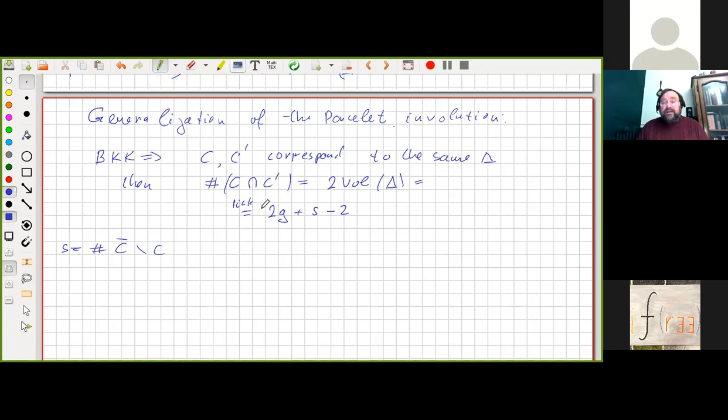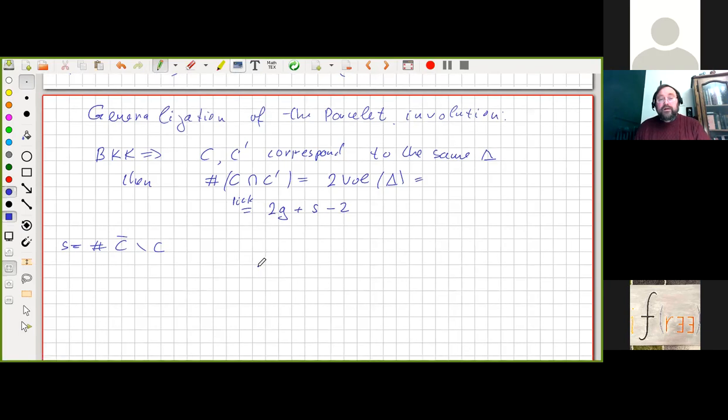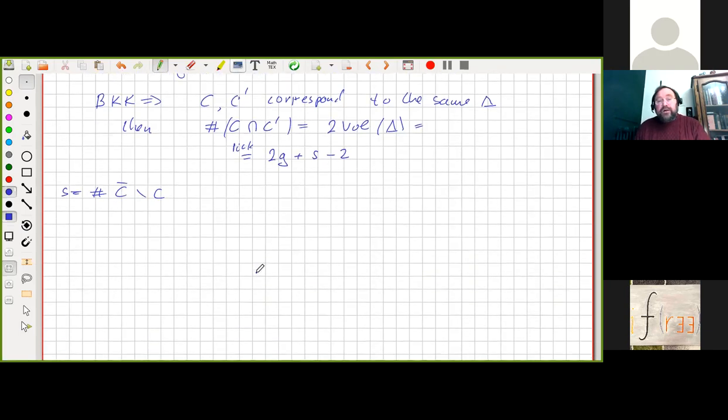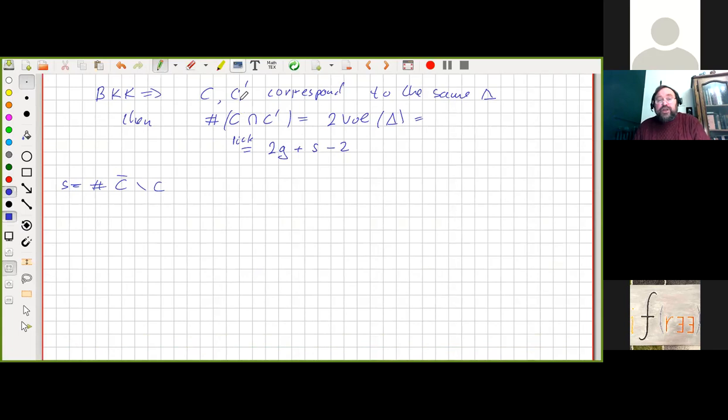So this is a number of points on the curve. Now, intersection. So if you deform the coefficients, then the curve itself intersects, a kind of self-intersection point. So you deform the coefficients, and this is the number of intersection points.